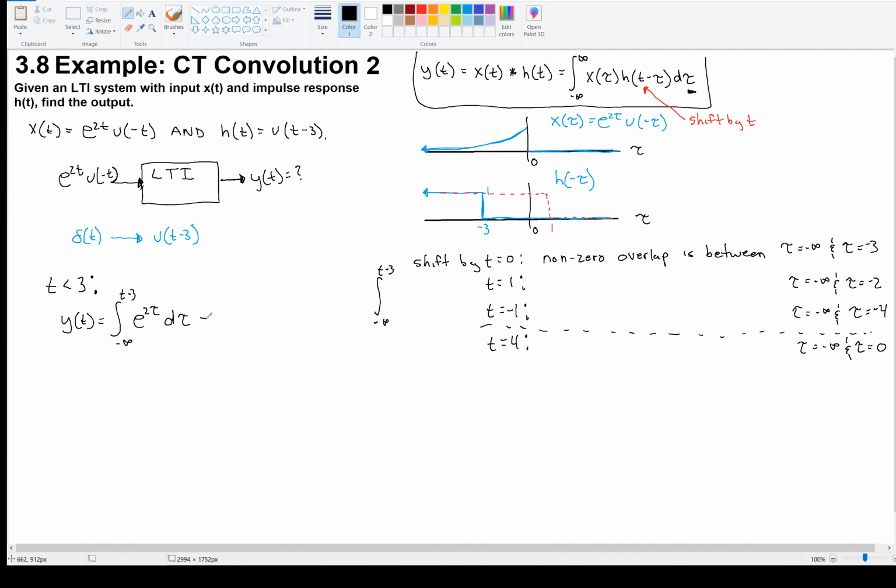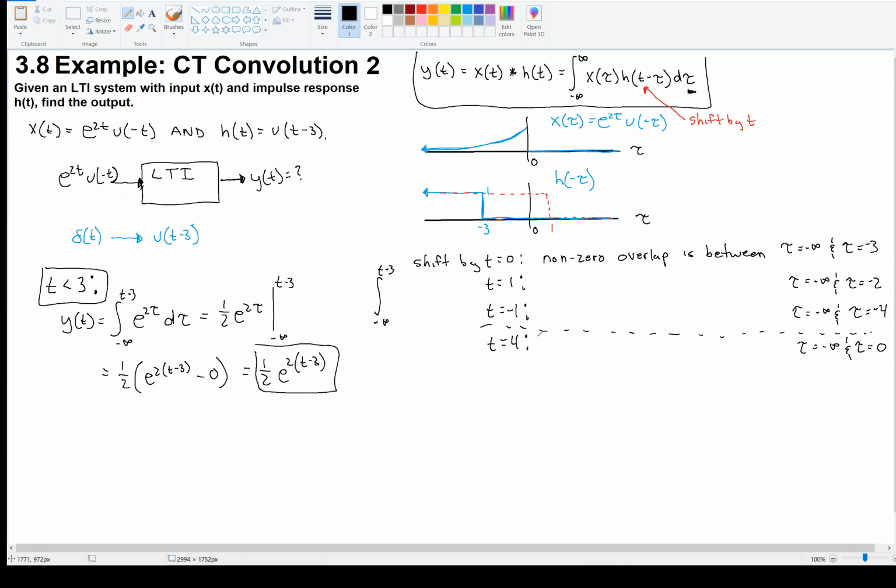Well, that's pretty simple, right? This is just 1 over 2 e to the 2 tau, plugging in minus infinity and t minus 3. Okay, so that's 1/2. When I plug in t minus 3, I get e to the 2 times t minus 3, minus, when I plug in minus infinity, e to the minus infinity is 0. So this is 1/2 e to the 2 t minus 3. And that's part of our answer. That applies only for when t is less than 3.